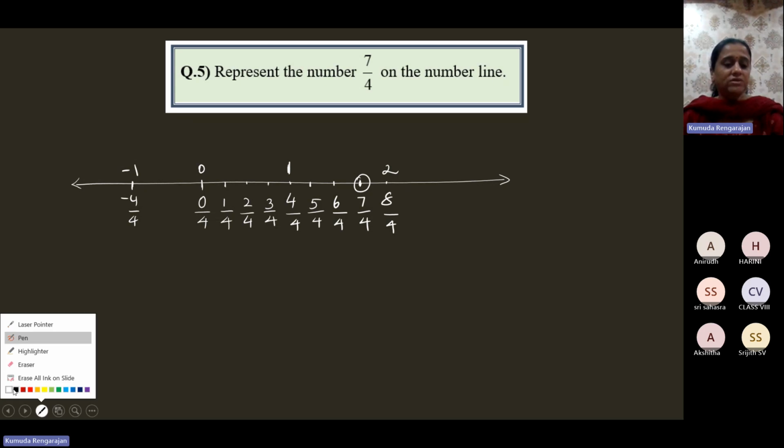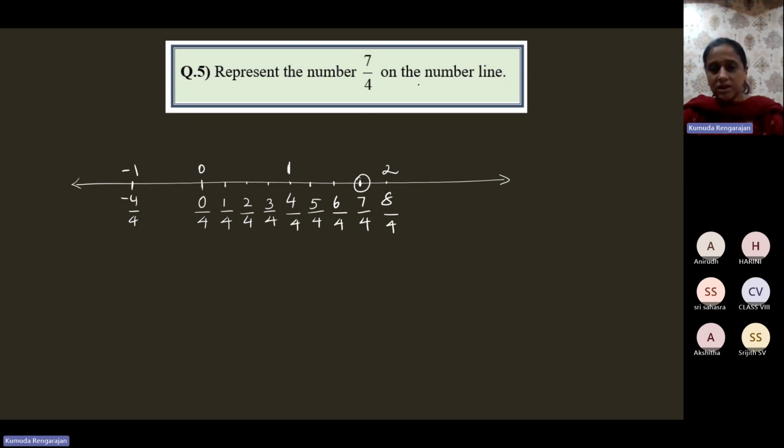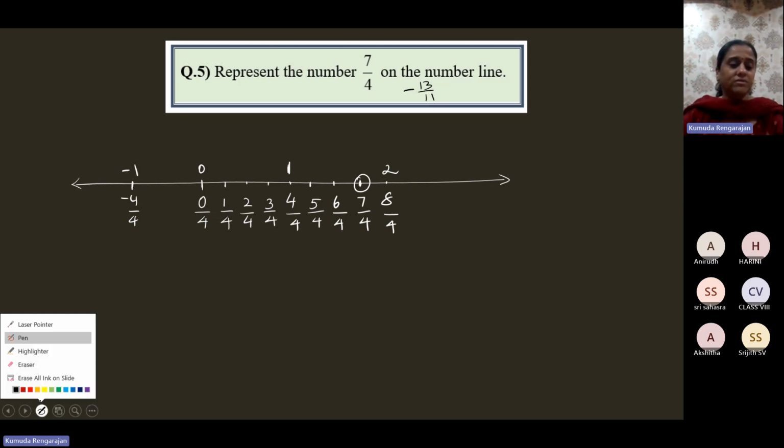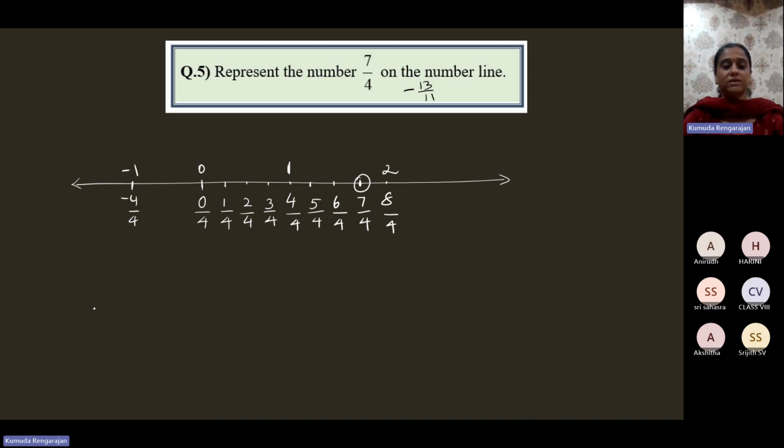If you have to represent, say, minus 13 by 11 on the number line, since it's negative, you can show only the negative part of the number line. You can ignore the positive side. Just show the numbers on the negative part of the number line.